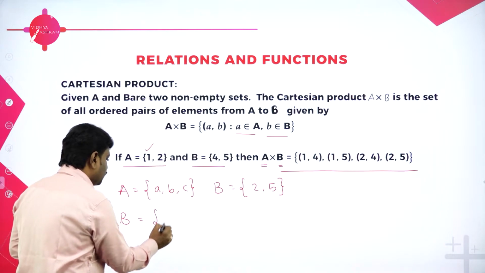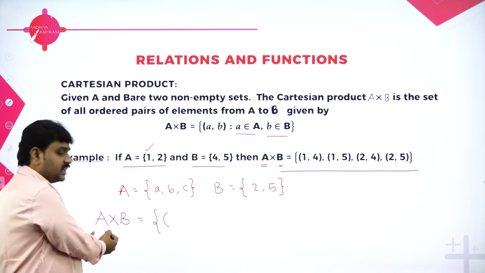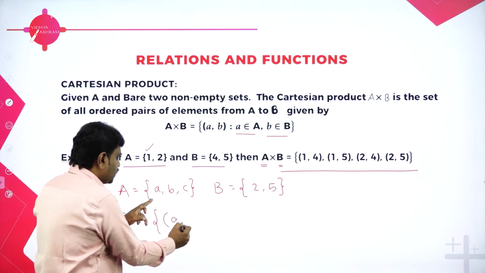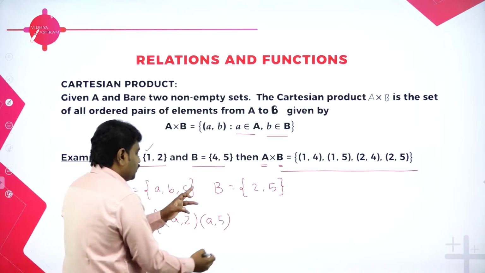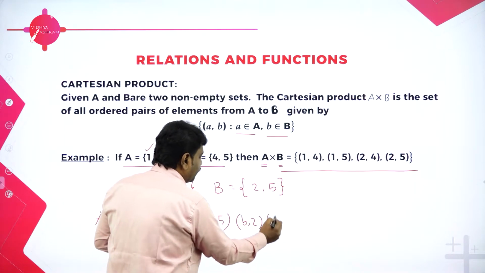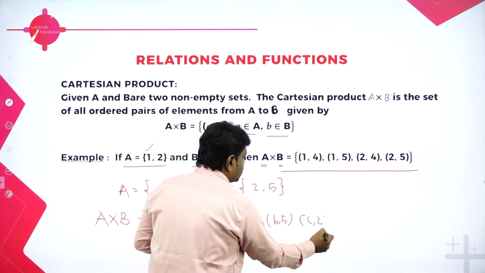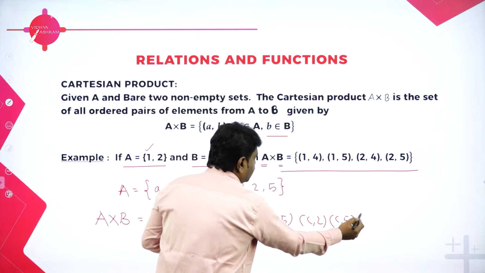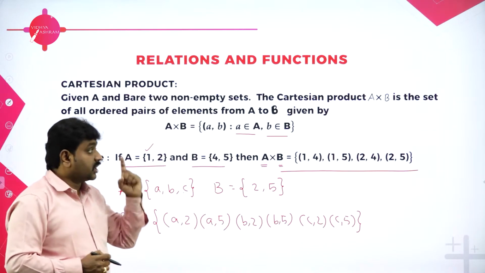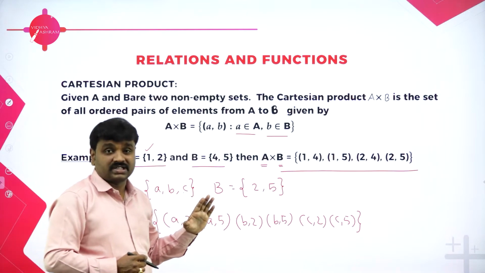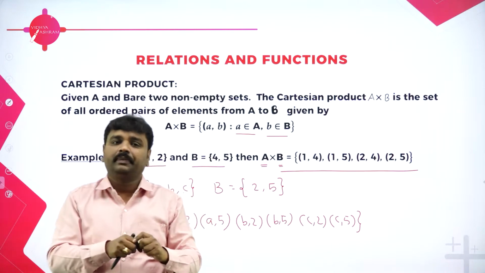Cartesian product of A and B is, so I have to select first element from first set. What is the first set here? A. So (a, 2), then club a with 5. Similarly start with b, (b, 2) and (b, 5), and then c we have in A, so (c, 2) and (c, 5). So this is Cartesian product. So I hope all of you understood how to find A cross B. And remember, A cross B and B cross A are not same. B cross A means you should take first element from B, then you should take second element from A.